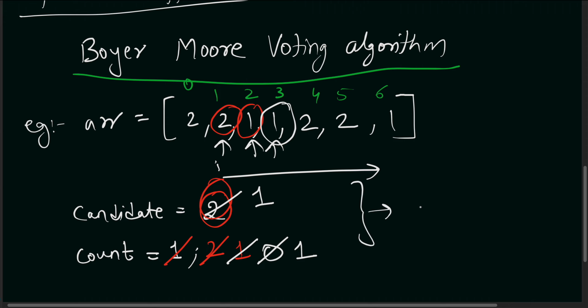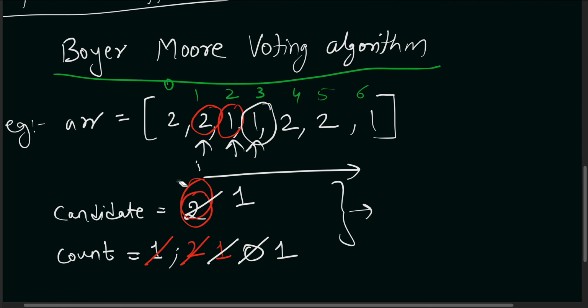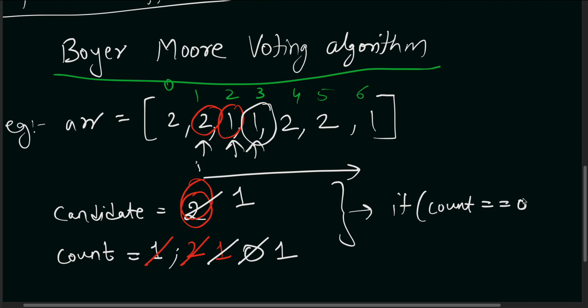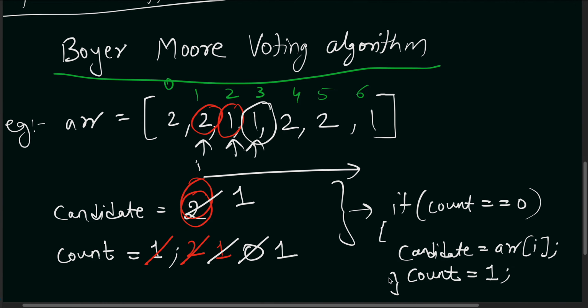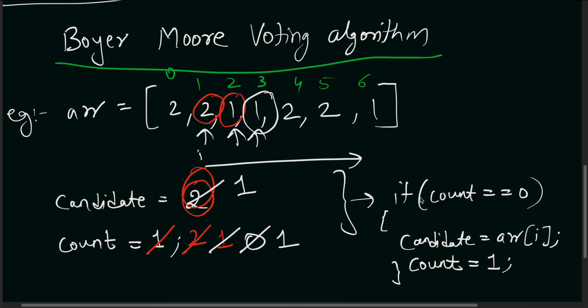When you have to do this modification, when the count becomes 0, let me write the code. If the count becomes 0, then you will update the candidate variable with the array of I, and we will also set the count to 1. So this modification you have to do. This is there in the Boyer-Moore algorithm when the count becomes 0. So we will update the candidate and we will set the count as 1, right?